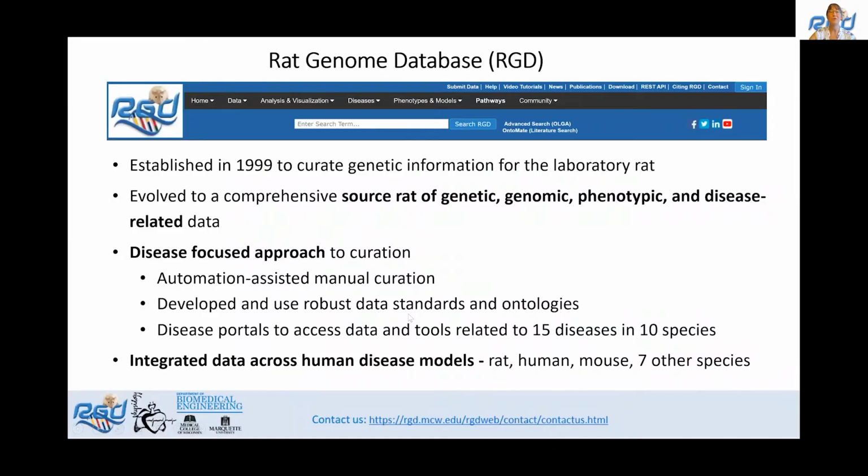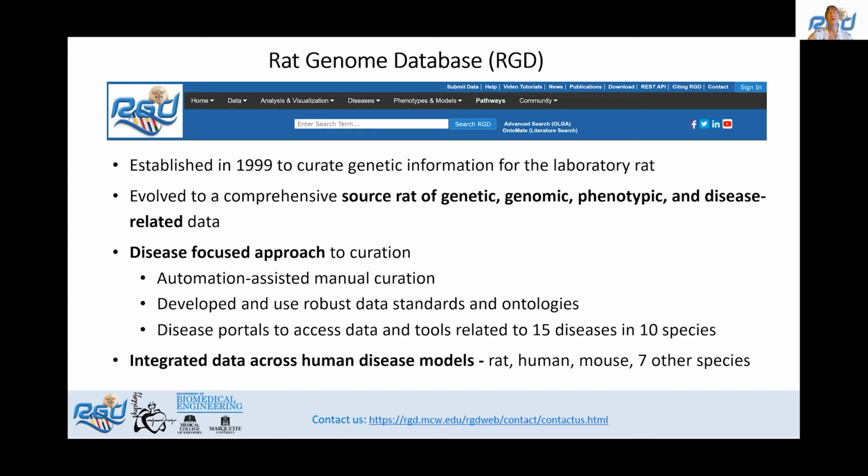Okay, so the Rat Genome Database was established in 1999 with the goal to curate genetic information for the laboratory rat. And it's really evolved to a comprehensive source of rat genetic, genomic, phenotypic, and disease-related data.